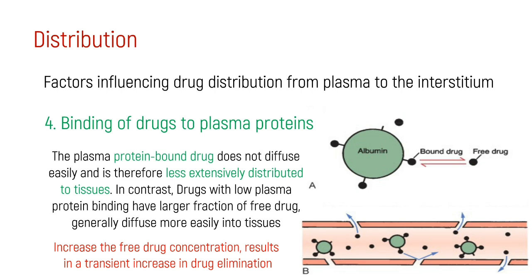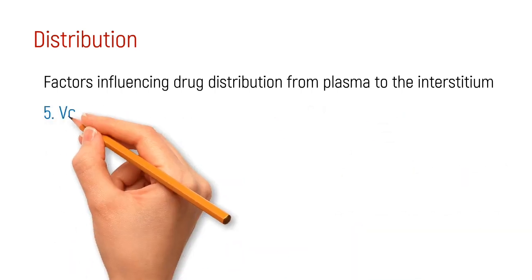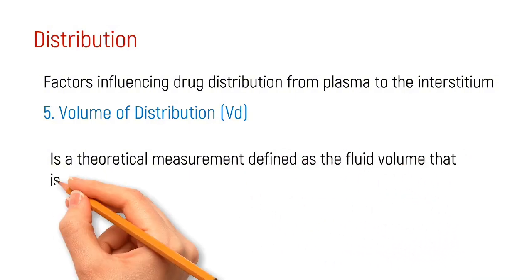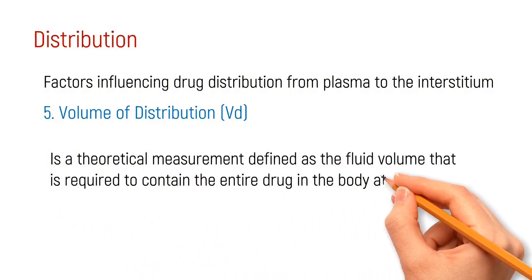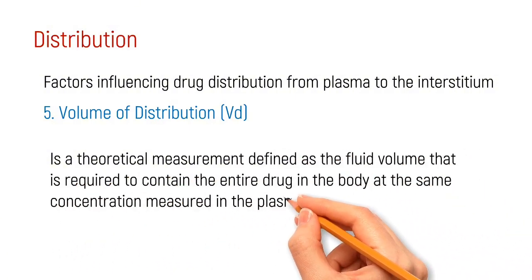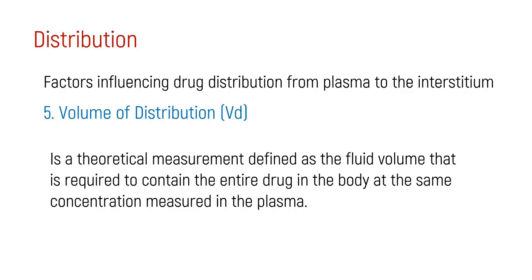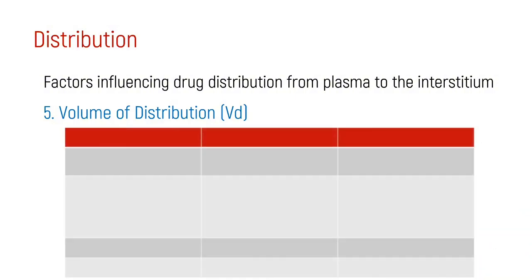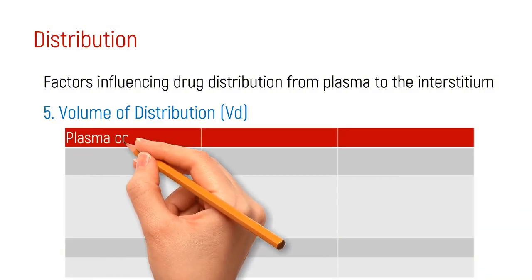And the last factor that influences drug distribution is volume of distribution, which is a theoretical measurement defined as the fluid volume that is required to contain the entire drug in the body at the same concentration measured in the plasma. Once a drug enters the body, it has the potential to distribute into any one of three functionally distinct compartments of body water, or to become sequestered in a cellular site. The first one is the plasma compartment.